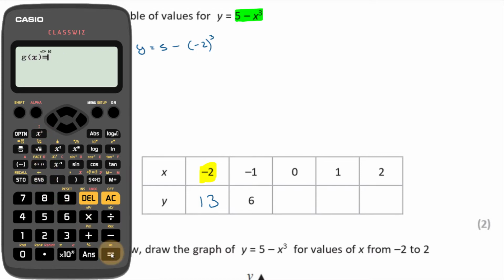If I press equals, it's going to ask me for g of x. I don't need g of x here. That's if I wanted to do a second function. Start value, that's going to be my lowest value of x down here. It's negative 2.